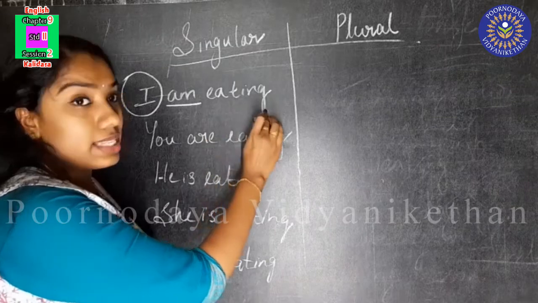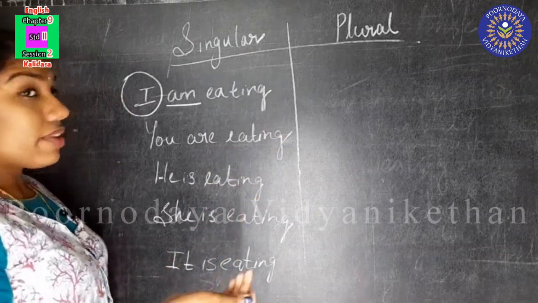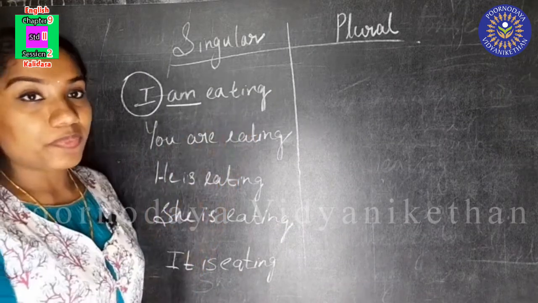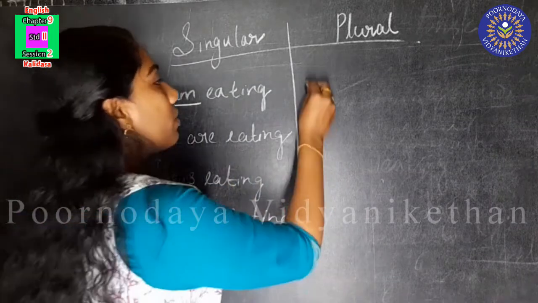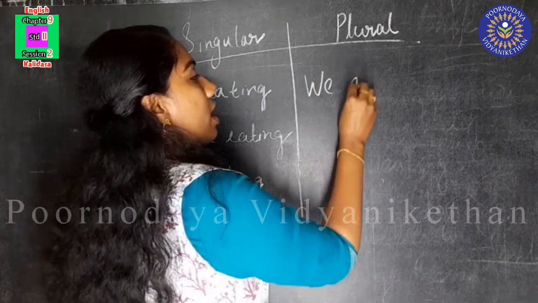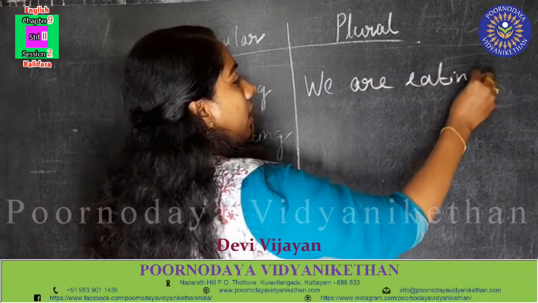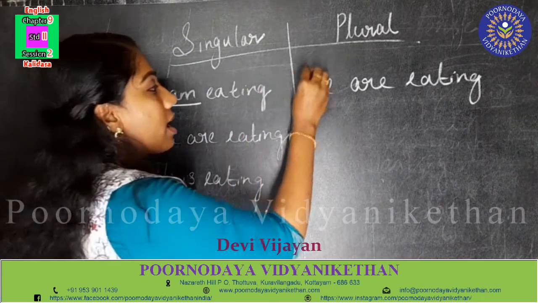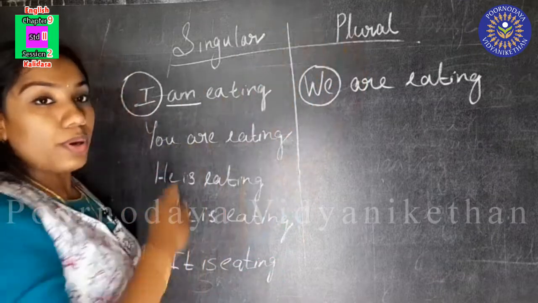That means eating. Eat plus ing equals eating. We have already learned it. I am eating. Now we are going to write it in the plural form. Look here. We are eating. Here it is I. Here it is we. We is plural form.